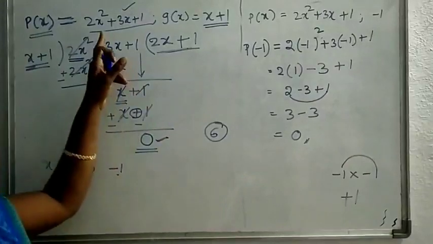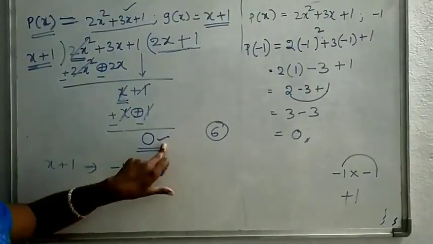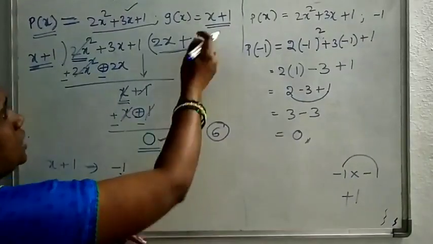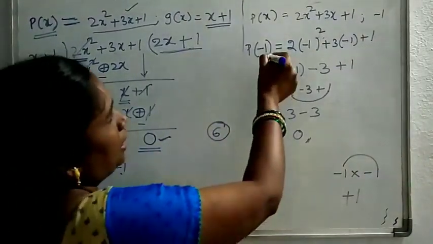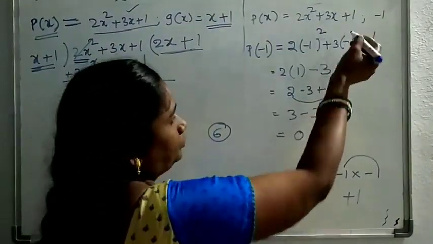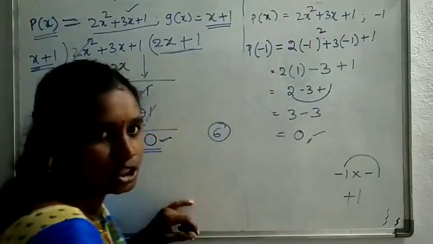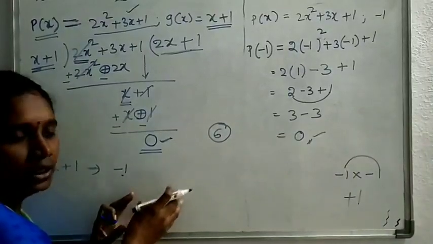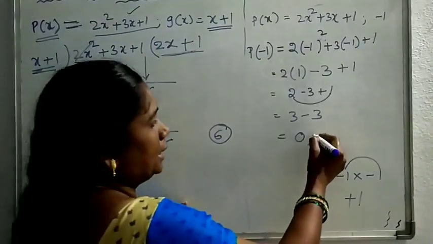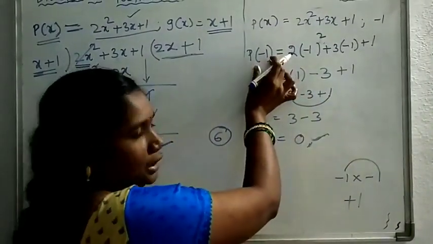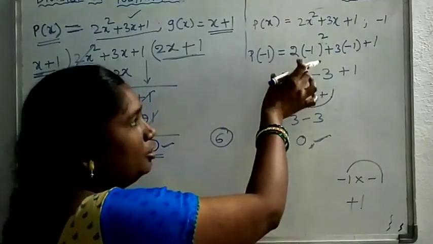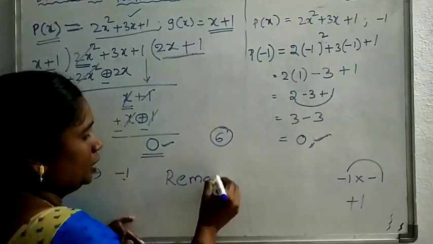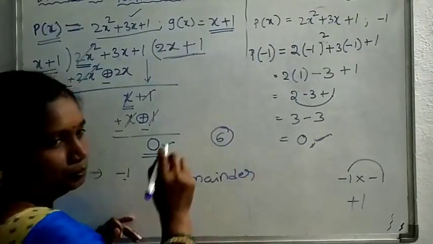See, children, in the division also we get the remainder as 0. If I substitute the 0 of divisor in the given polynomial, here also remainder is 0. That means without doing the long division, we can find the remainder directly by substituting the value. Okay, children? For this we have a theorem, remainder theorem. We will know about this now.